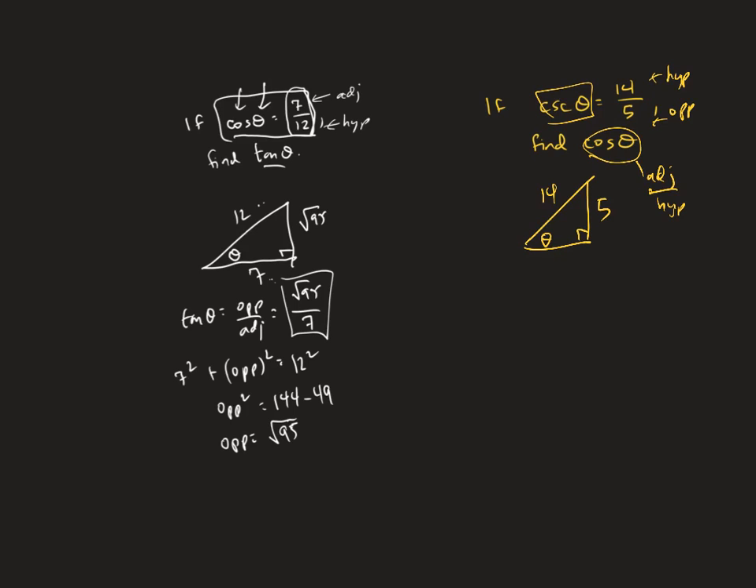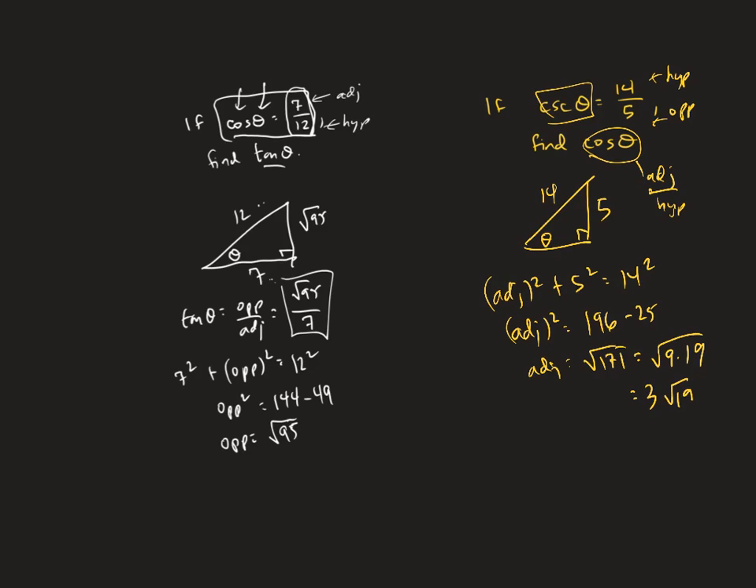So I need the adjacent side, so I'm going to use the Pythagorean theorem. Five squared is 25, 14 squared is 196, so the adjacent side squared would be 196 minus 25, which I think is 171. So the adjacent side is the square root of 171. And I would look at that and see if it simplifies, and this one does, because I can pull out a 9. So basically, this is the square root of 9 times 19, I believe. So this is 3 root 19.